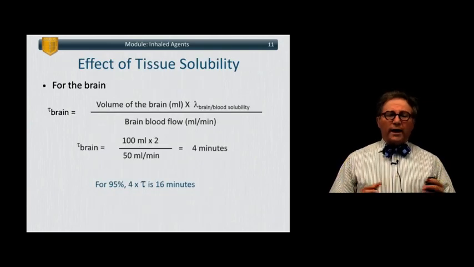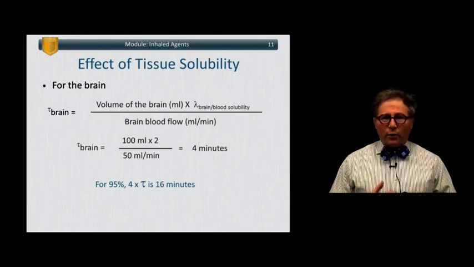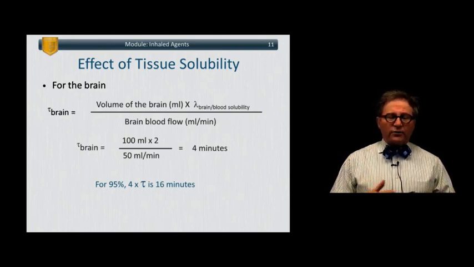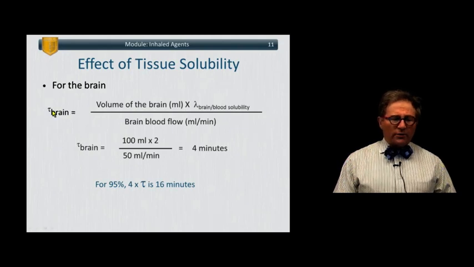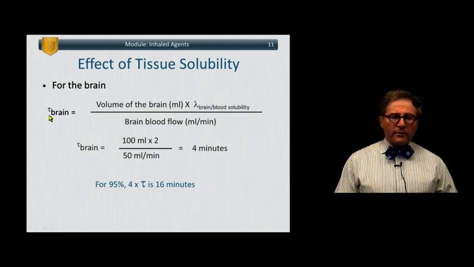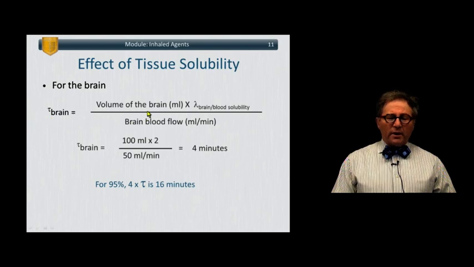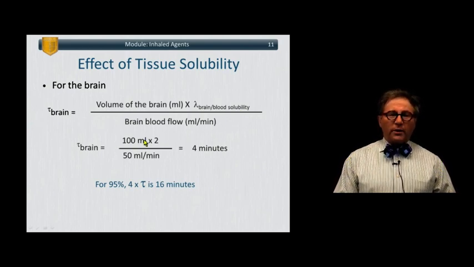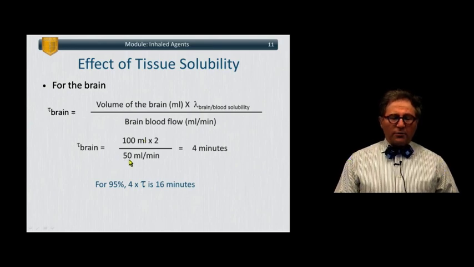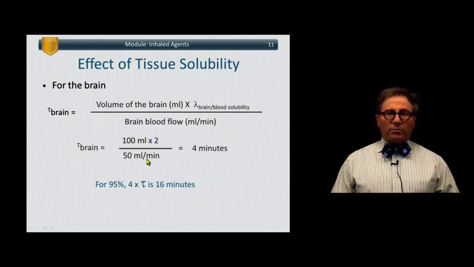And how can we look at a clinical relevance of these differing solubilities? Well, we can look at the tau, or time constant, for the brain in terms of the volume of the brain times the solubility of the anesthetic in the brain divided by the brain blood flow. And we know that for every 100 mils of brain tissue, there's about 50 mils per minute of blood flow.